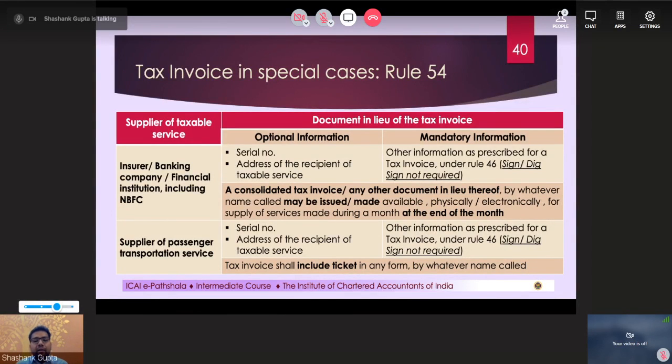Similarly, for supplier of passenger transportation service like train, bus or plane, serial number and address of recipient have been made optional. Other information is mandatory. Here also signature, digital signature not required, and tax invoice shall include ticket. So basically the ticket that is issued will be considered as the tax invoice.